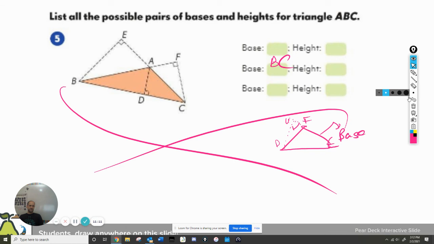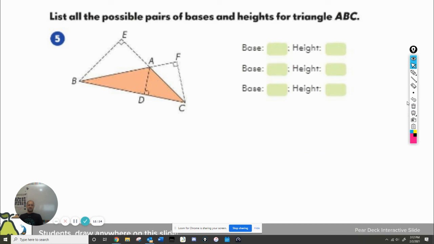Oh, but we need to talk about this problem here. List all the possible pairs of bases and heights for the triangle ABC. Well, the base is any side of a triangle, so I'm just going to go, hey, bases AB, BC, CA. For the base AB, what's measured at a right angle from AB? Well, it's FC. That's my height. For the base BC, where's my right angled measurement? Oh, it's DA.